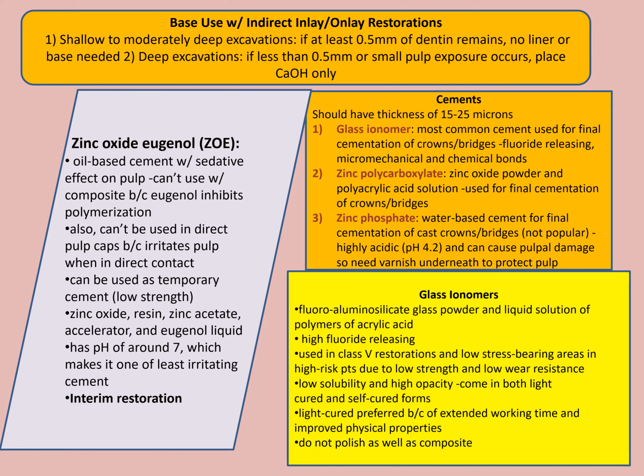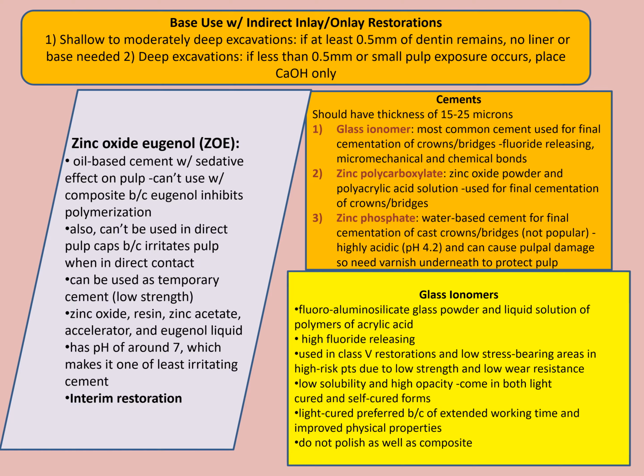With inlay-onlay, the use of base: shallow to moderately deep excavation. If at least 0.5 mm of dentin is remaining, nothing is needed, no liner, no base. But deep excavation, within 0.5 mm of the pulp, all the restorations will require a calcium hydroxide liner first, so that it can make some reparative dentine, and then you can give the restoration. Because they are luting, they are cemented inlay-onlay castings, you don't need any base here. Now GIC, as we know, let us read something about the cements here.